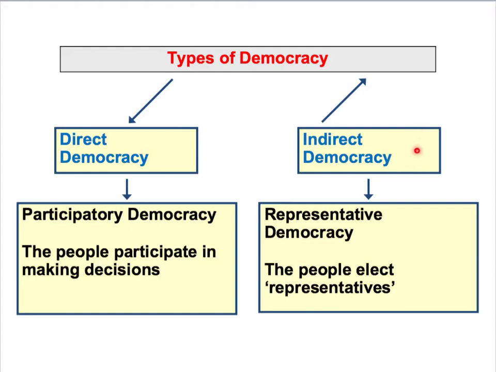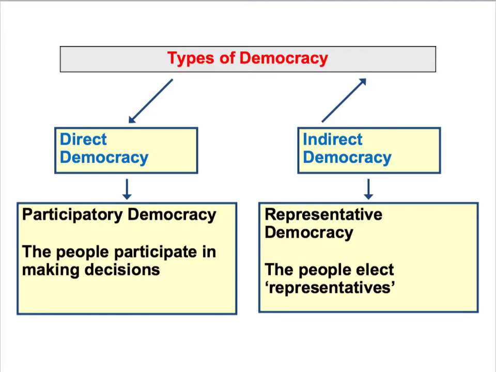Whereas indirect democracy is a form of representative democracy. So in this type of system, there is a division between the rulers and the ruled. So the people elect rulers, they elect representatives to take decisions on their behalf. And if they don't like those decisions, then they get the opportunity at an election to remove those leaders and to elect other representatives.